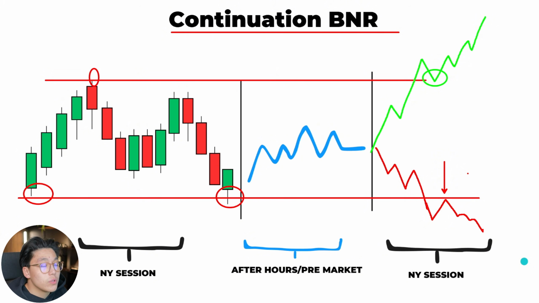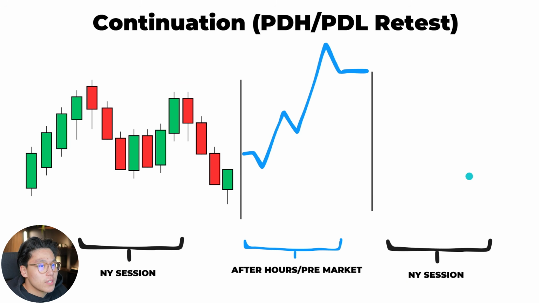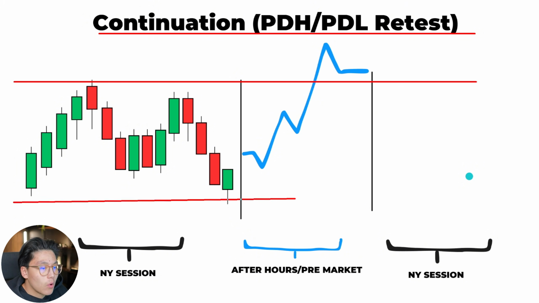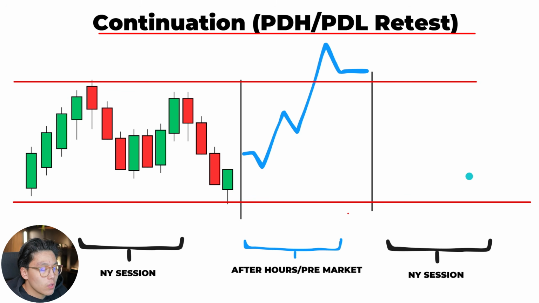Now let's go on to the scenarios when price is outside of its previous range. As you can see right here, what we have is the continuation, the previous day high / previous day low retest. So in this case, what we're going to mark out is your previous day highs. We're also going to mark out your previous day lows as well.